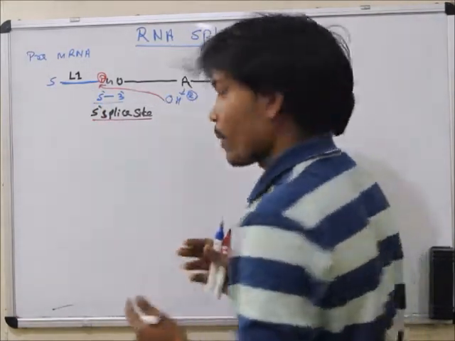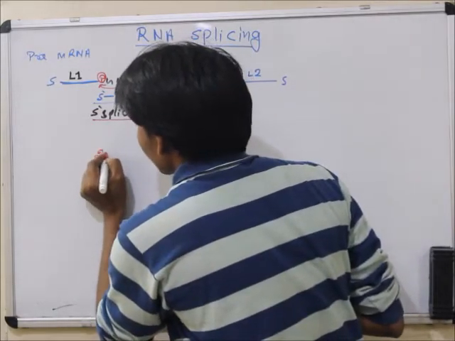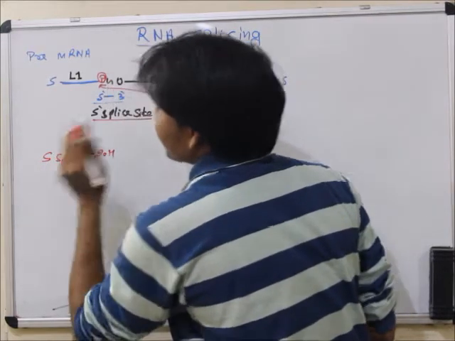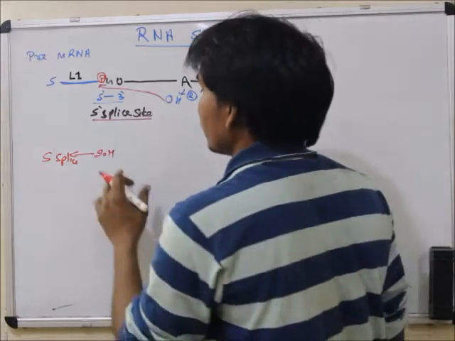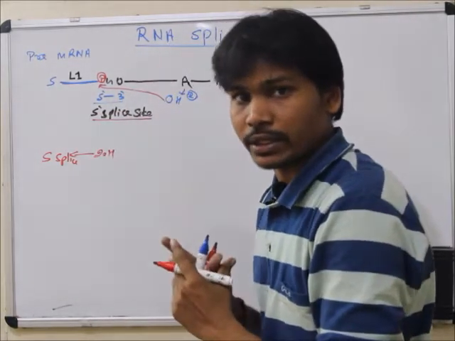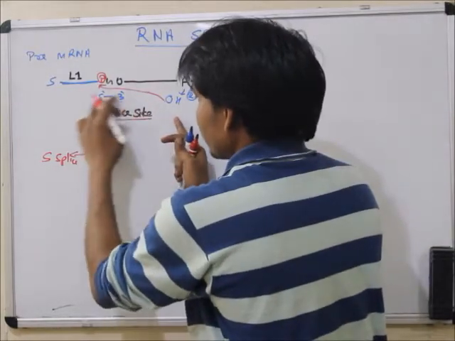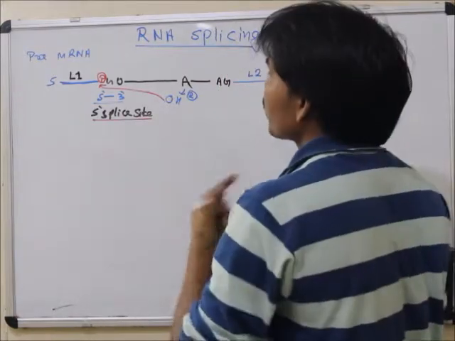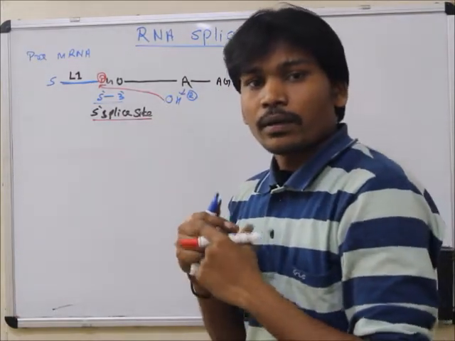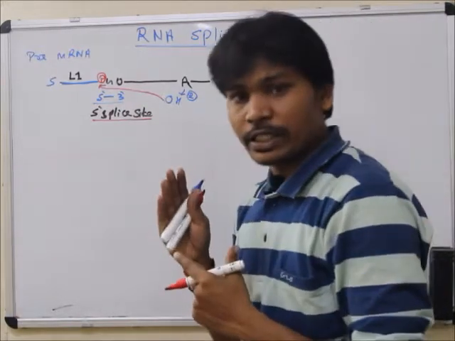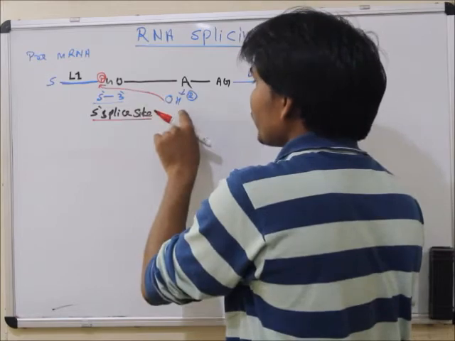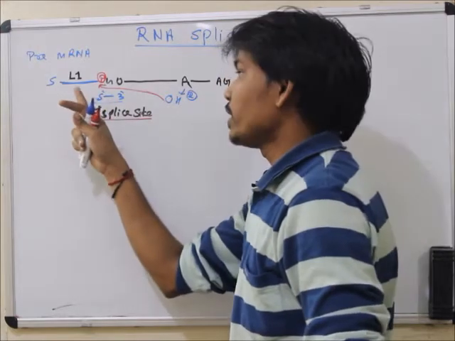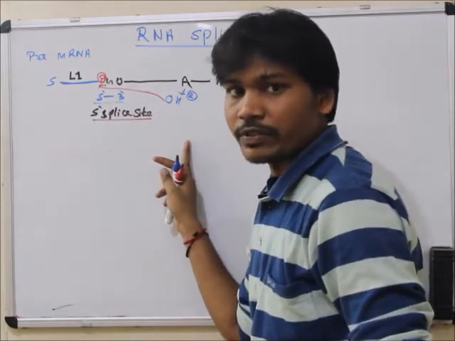This may also be asked as a question. The 2' OH of the adenine reacts with the 5' splice site, the exon-intron junction. This is called the first transesterification reaction. If you are asked what happens in the first transesterification reaction, the answer would be that the 2' OH of the adenine and the phosphate at the 5' splice site junction of the intron and exon react, and this is called the first transesterification reaction.